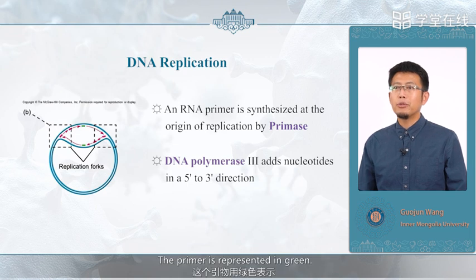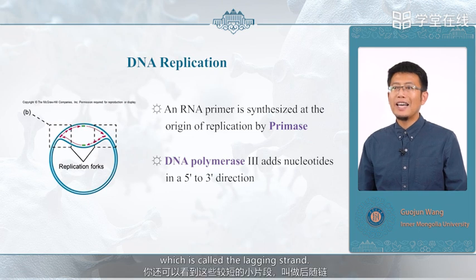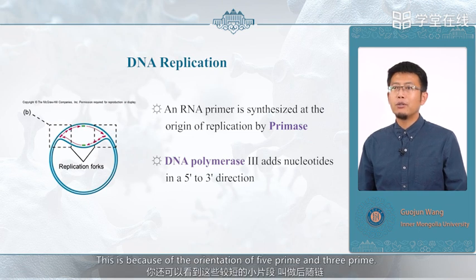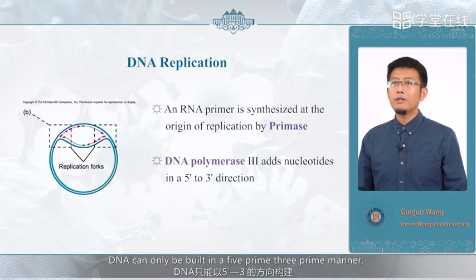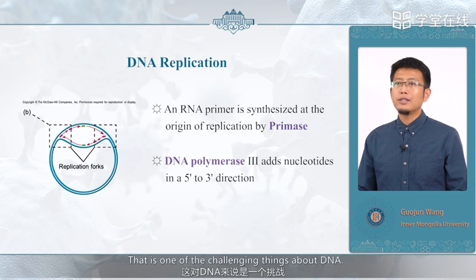The primer is represented in green. The DNA polymerase binds on and builds the strands. So you can see these shorter little segments, which is called the lagging strand. This is because of the orientation of 5' and 3'. DNA can only be built in 5' to 3' manner, so the opposite side has to be built in the opposite direction. This is one of the challenging things about DNA.